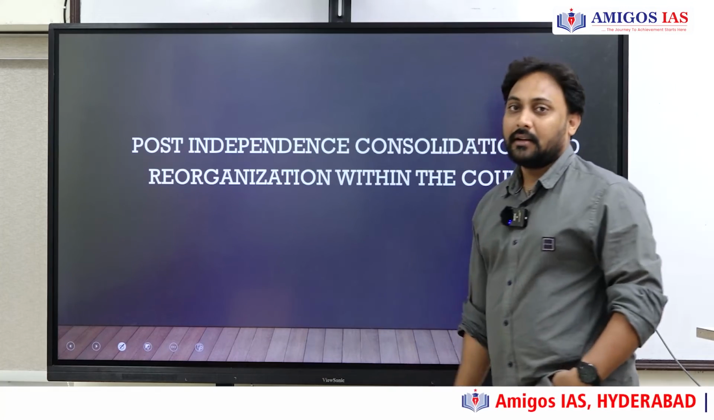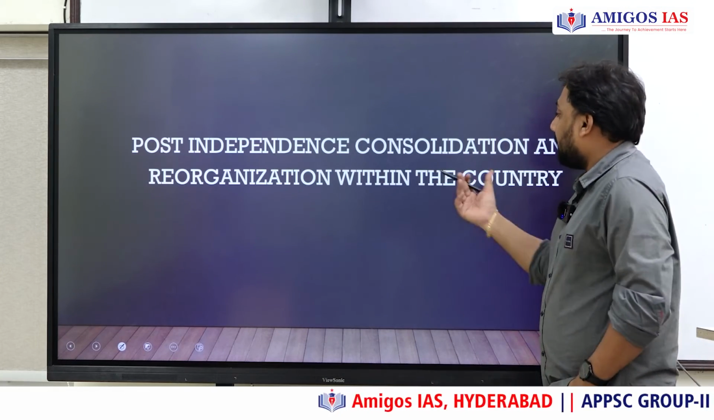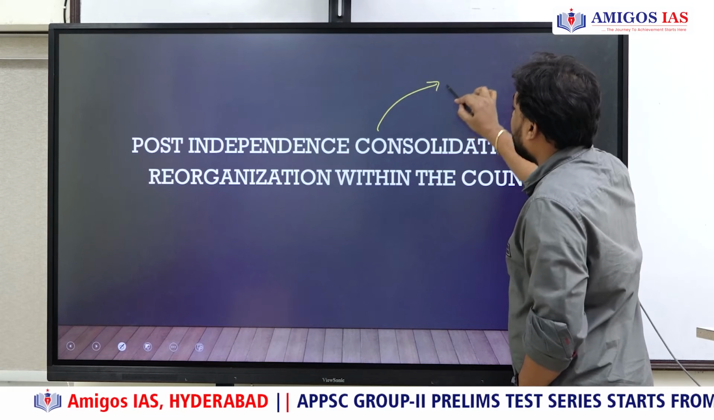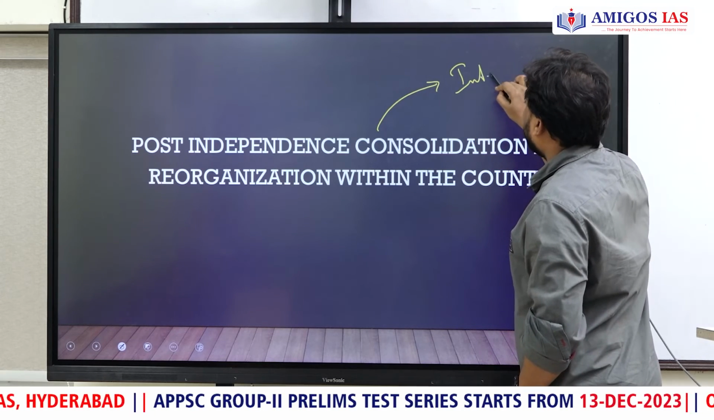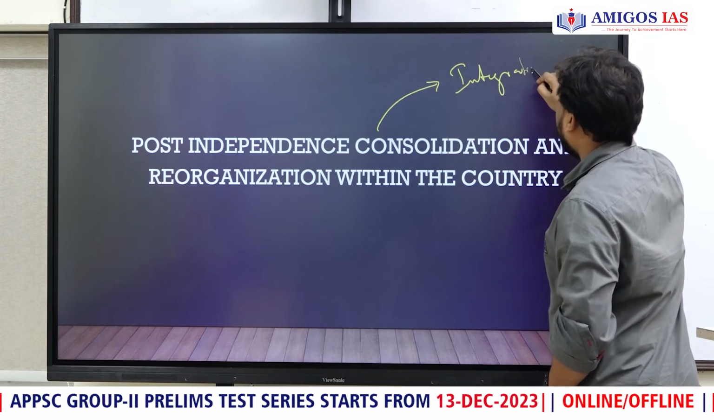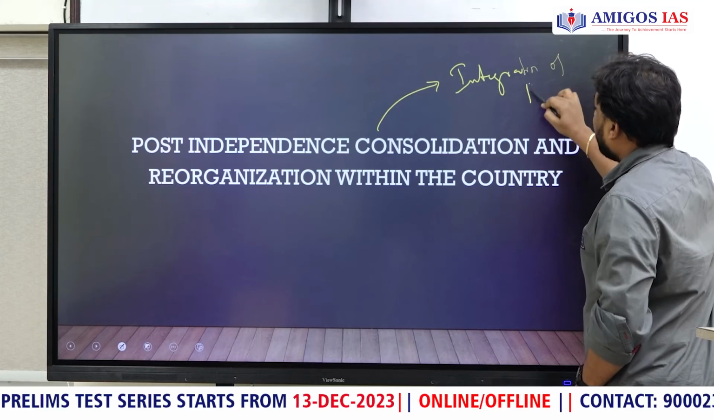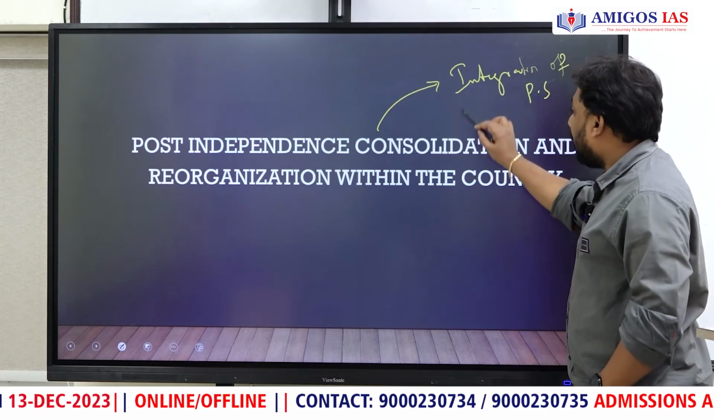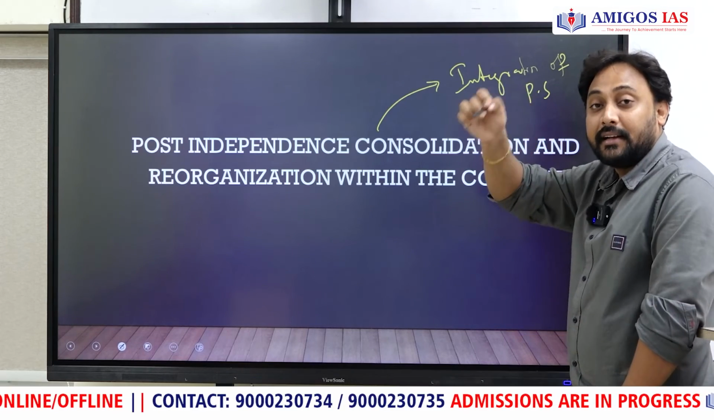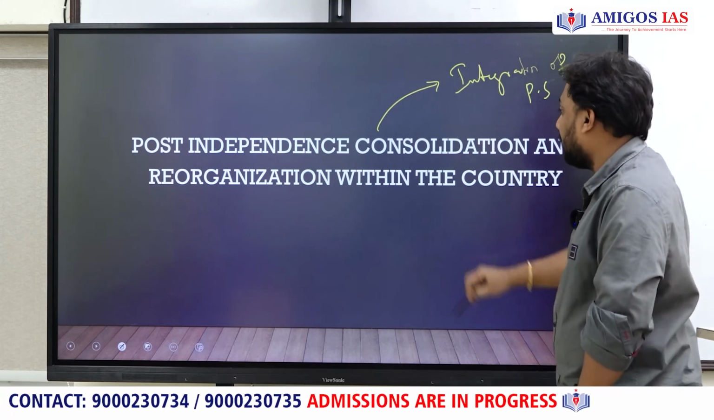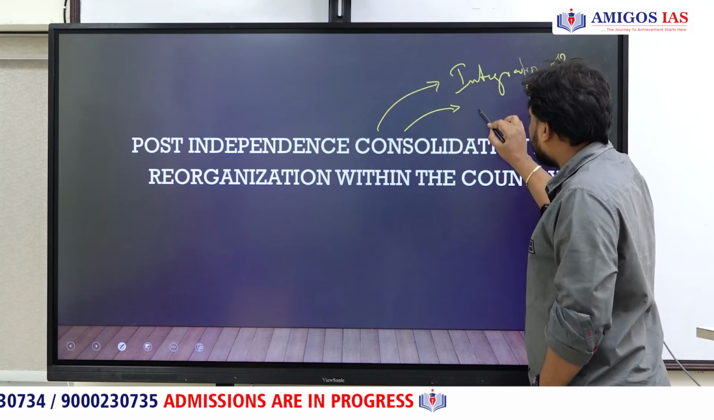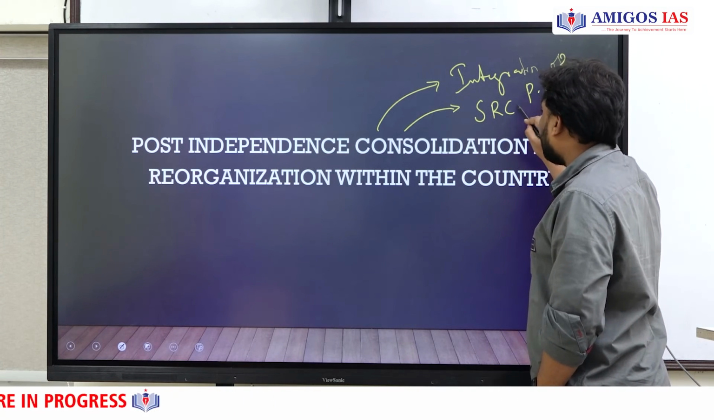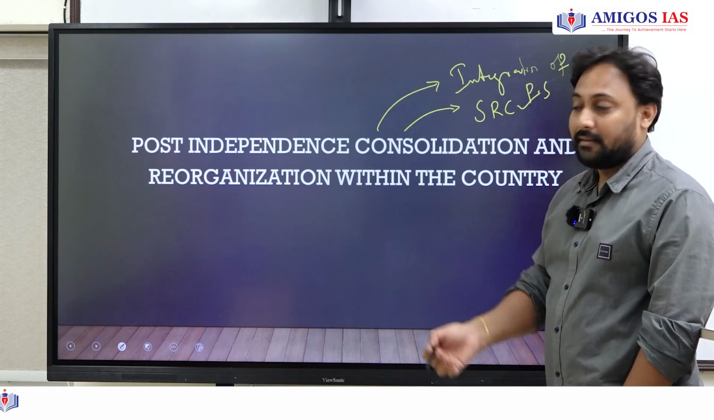And the last topic in modern India is post-independence consolidation and reorganization. Post-independence consolidation means the most important topic is integration of princely states. How 563 princely states were integrated into the Indian Union. Then after that, another important topic, SRC, the reorganization of states on the basis of language.